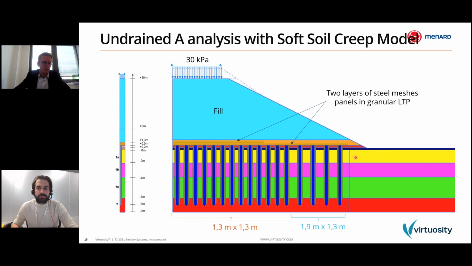With this PLAXIS 2D model, we were able to simulate the stage construction with the installation of the CMC, installation of the load transfer platform, plus the 2 layers of steel meshes, the installation of the fill, also the installation of the preloading fill, as you can see here with the dashed line, and then removal of the preloading fill, and application of the live load of 30 kPa, representing the high-speed train.